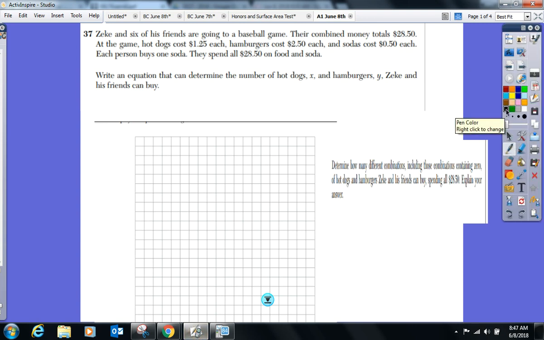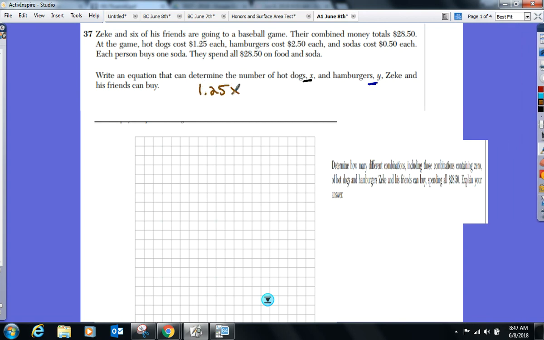August 2017, number 37. Write an equation to determine the number of hot dogs, which I'm going to call X, and the number of hamburgers, which I'm going to call Y, Zeke and his friends can buy. All right, how much does it cost for a dog? $1.25. So automatically I'm going to do 1.25X, $1.25 for a dog. How about for a hamburger? $2.50 for a hamburger. So plus 2.50Y.